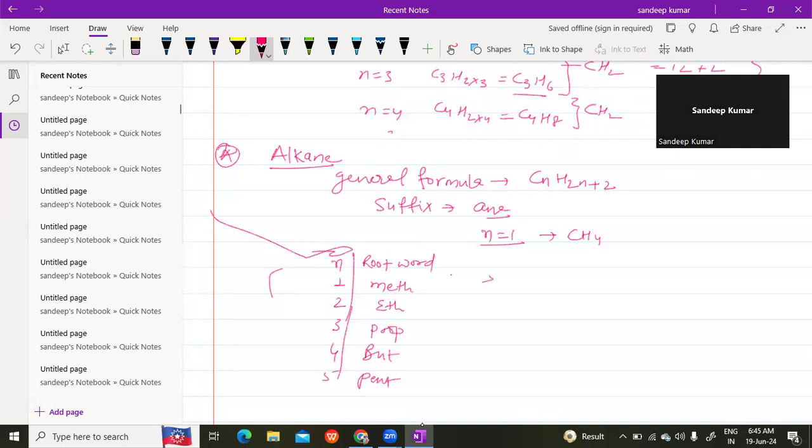So I'm substituting n is equal to 1. So for 1 carbon, we will use meth. What is the suffix we have to use? ANE. So what is this? Methane.